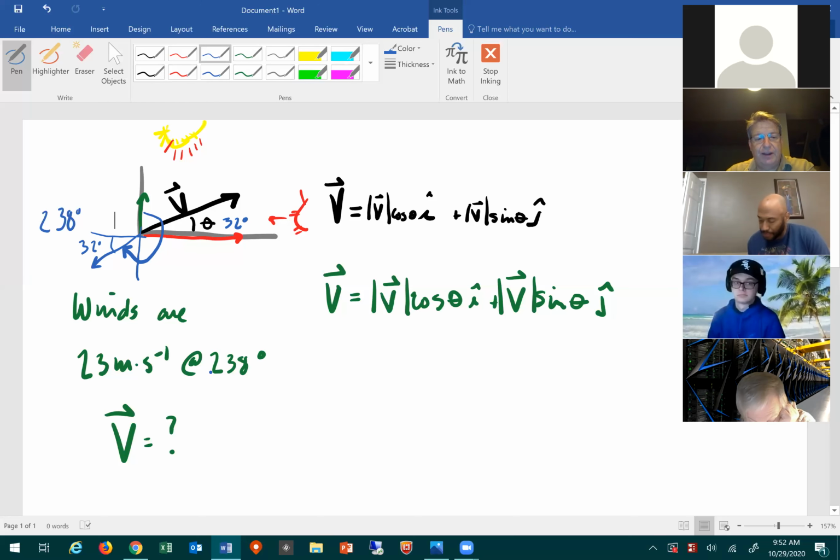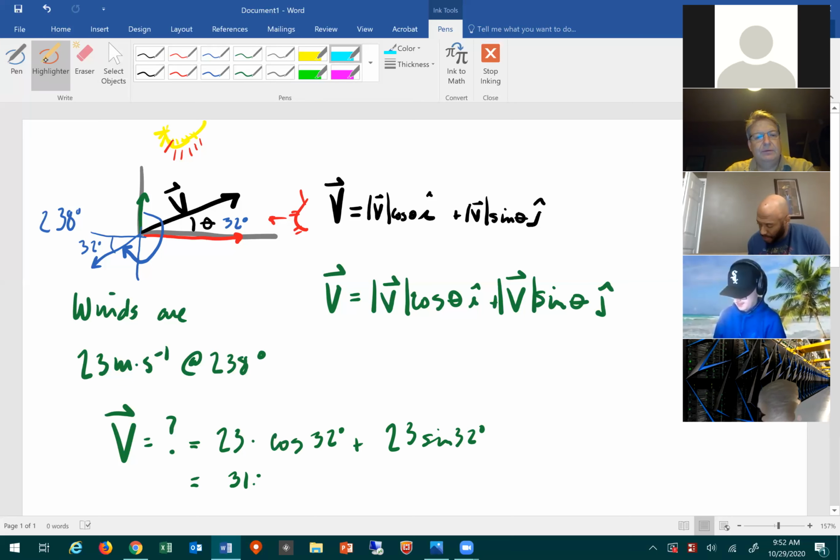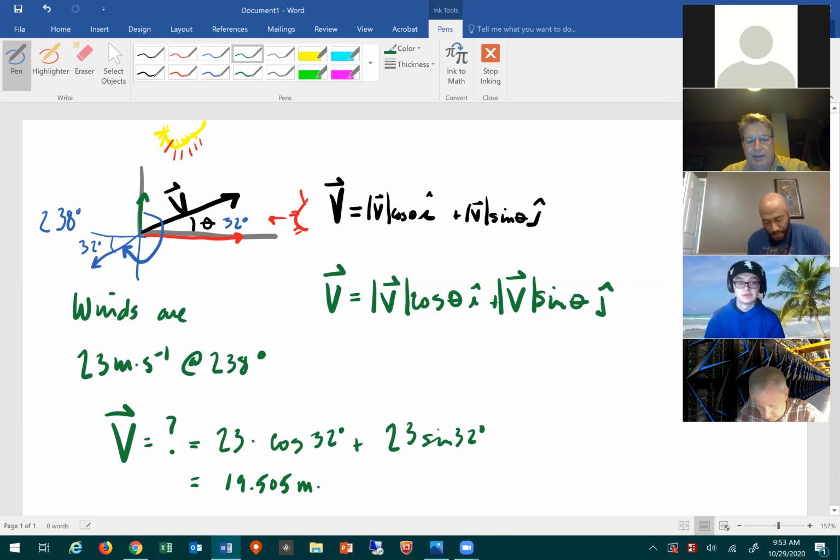And I know the magnitude is 23, so what's the vector then? It's 23 times cosine of 32 i hat plus 23 times the sine of 32 j hat. And when you do that, what do you get? 31.7? No. What's 23 times the cosine of 32? 23 times cosine of 32 is 19.505 meters per second.